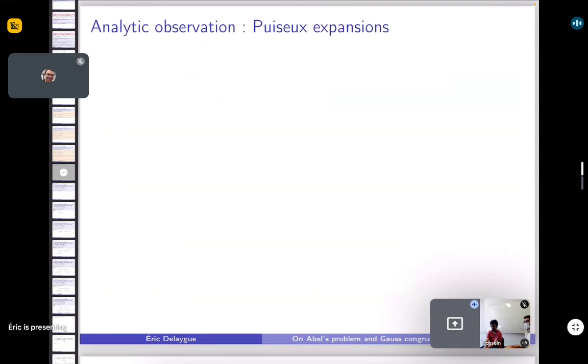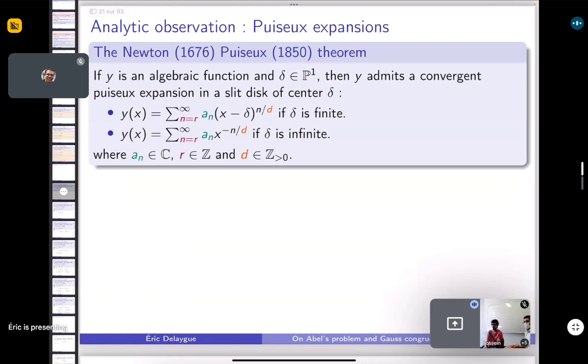We will look at the Puiseux expansion of an algebraic function. So to do this, we use the Newton-Puiseux theorem. Okay, so we start with y an algebraic function and delta a point. And we know by the Newton-Puiseux theorem that y admits a convergent Puiseux expansion in a slit disk of center delta, which is given as follows.